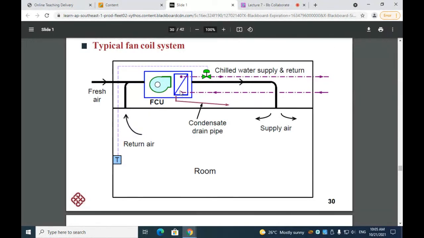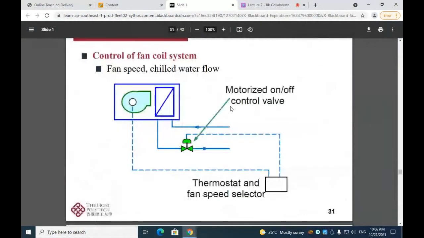And at the fan coil unit, we have a condensate drain pipe. In cooling condition, the coil here will serve as a cooling coil, so inevitably there will be water condensate. So this is the reason why the condensate drain pipe is needed. And then the mixed air, when it goes through the cooling coil, will be supplied back to the room. And that is the typical fan coil system and control strategy.